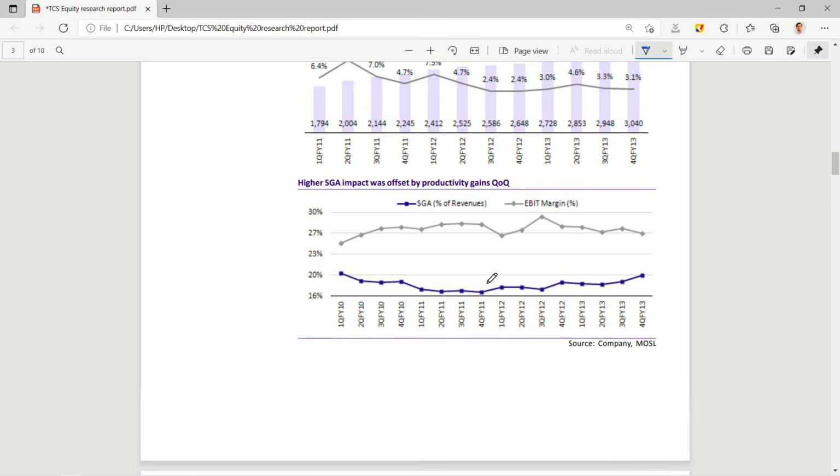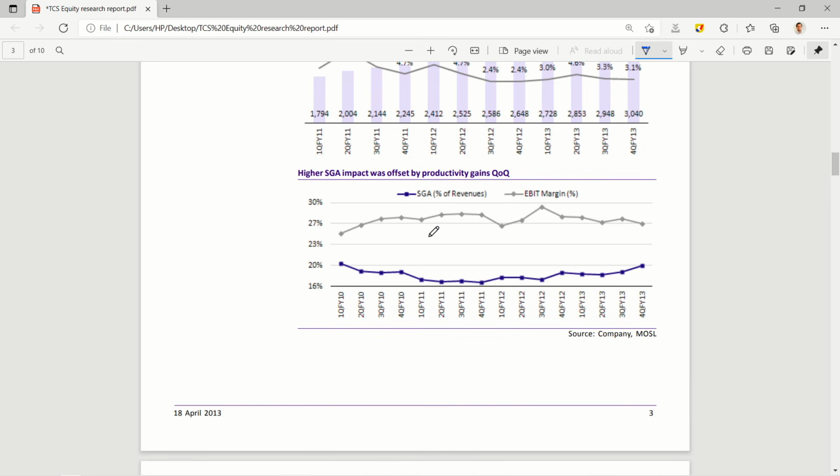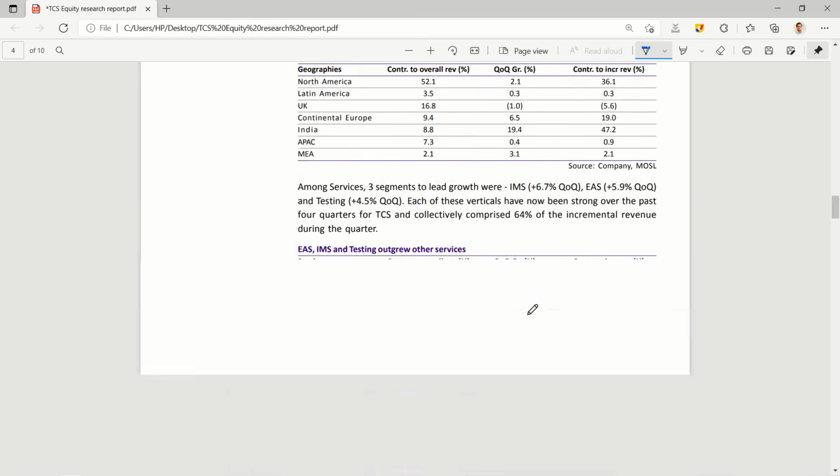You can read this report. I cannot read the entire report in this video. They're basically talking about the entire P&L one by one. So sales, then cost, then margins, everything is discussed, right? Pros and cons of the company.